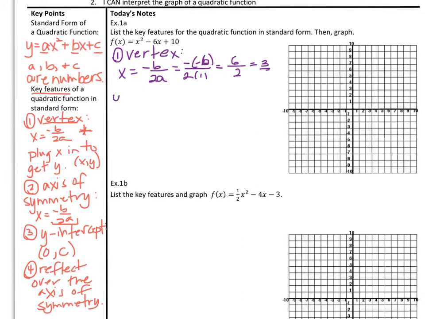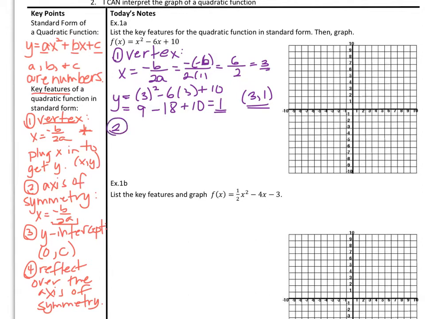To get the y-coordinate, we plug that in. So we'll say y equals, where I see x squared, we'll plug in 3 squared, minus 6 times 3 plus 10, and simplify. 3 squared is 9, 6 times 3 is 18, plus 10. 9 minus 18 is negative 9, plus 10 would be 1. That's the y-coordinate. And we write our answer as an ordered pair, (3, 1). That's the most amount of work we'll do. The rest of the steps are pretty much free points.